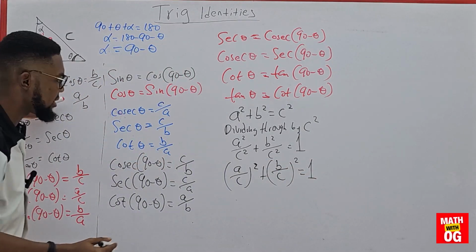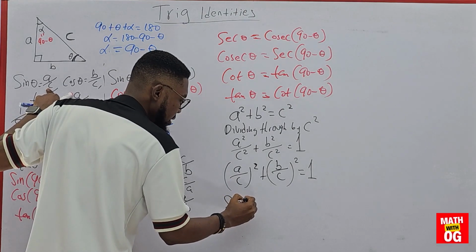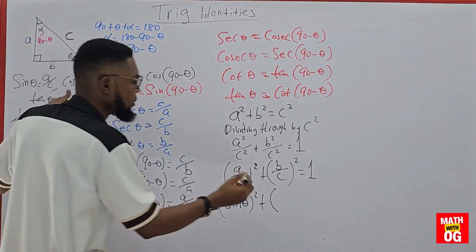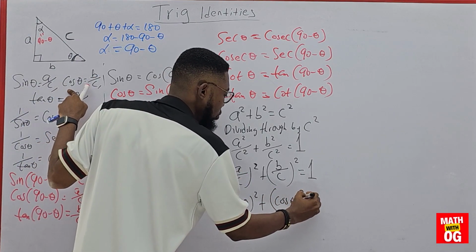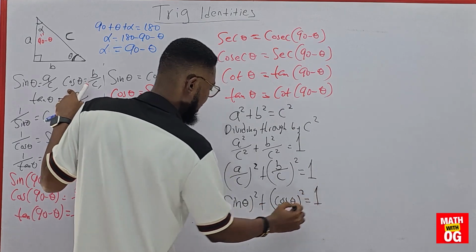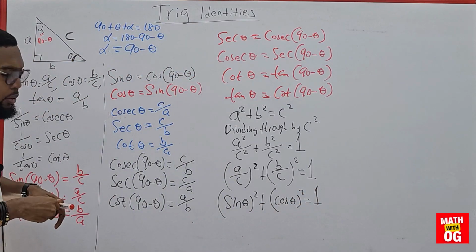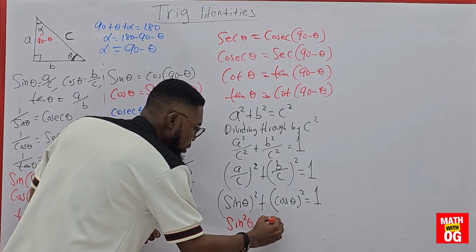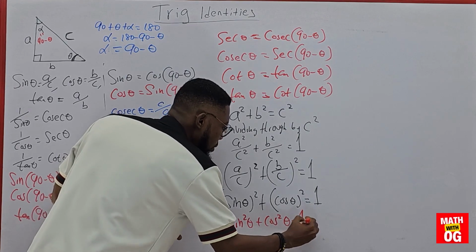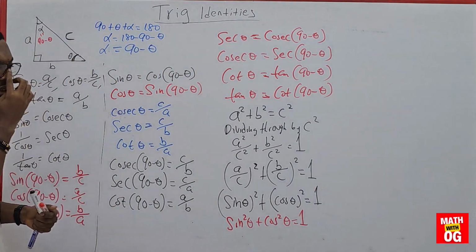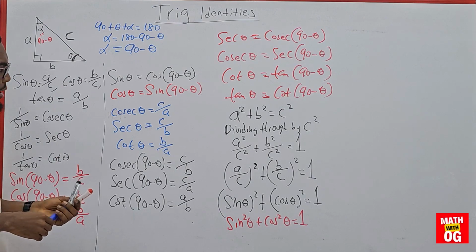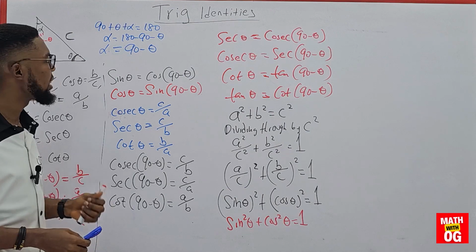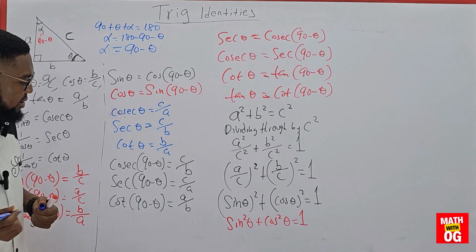What is A over C? Sin theta. I can say sin theta all squared plus, what is B over C? Cos theta. Cos theta all squared is equal to 1. Now, sin theta all squared can be written as sin squared theta. So this is sin squared theta plus cos squared theta is equal to 1. That's another trig identity that you need to know. Now, from this, we'll get the remaining trig identities that are needed in this video.